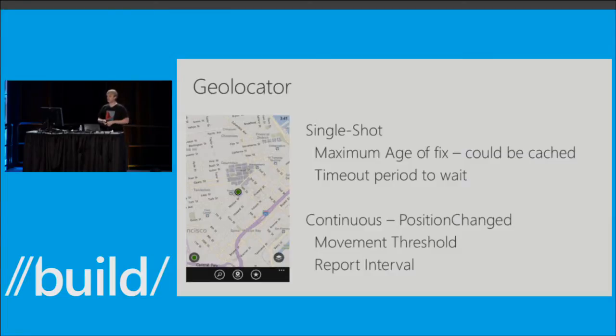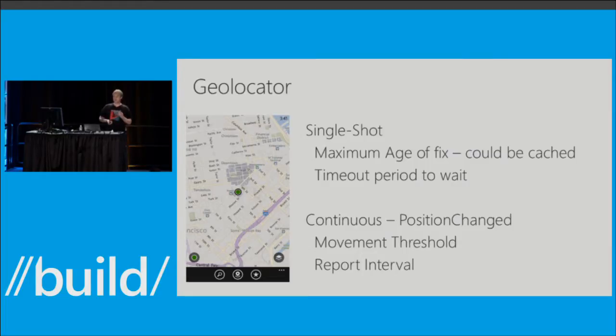Your other option is a continuous one by using a geolocator and registering for position changed. Before you register for your position change, you set 2 properties. One is your movement threshold. This is the number of meters you want the user to move before you get notified again. The default is 0, so you can get a lot of fixes that way, but if you don't need to know until the user has moved 50 meters, then just say, I want to be notified after 50 meters.